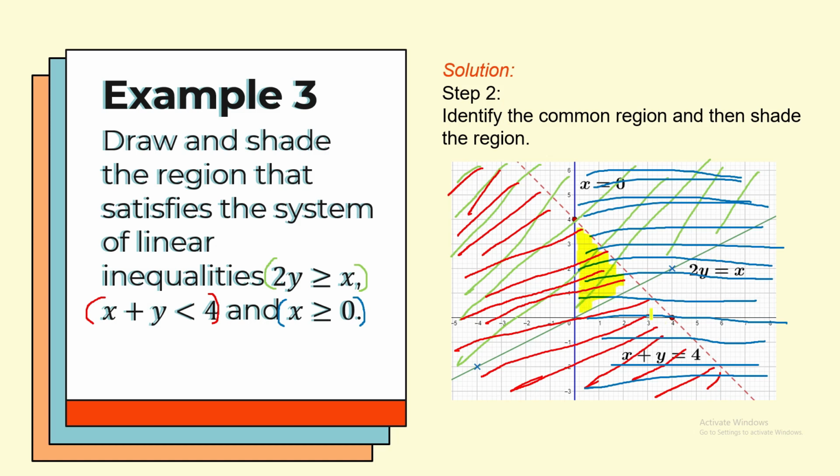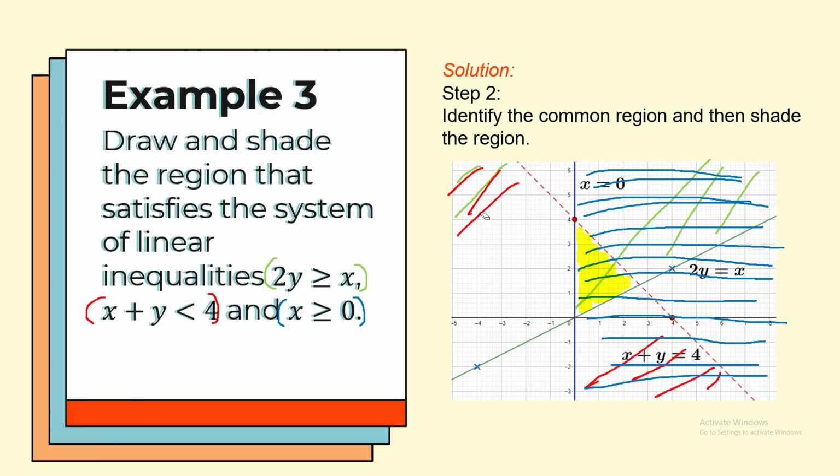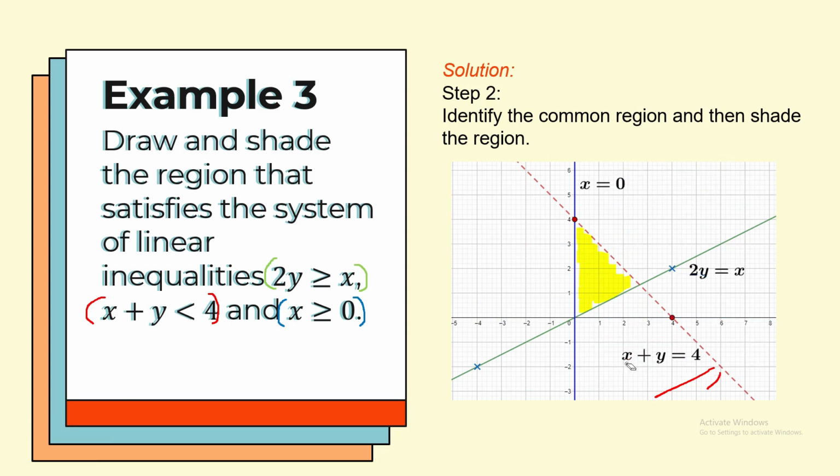Here, it doesn't have the green part. Okay, that's all. Only this region. And then we erase all the shading that we have drawn before. Okay, we erase. So the answer is in this region, that satisfies this system of linear inequalities.